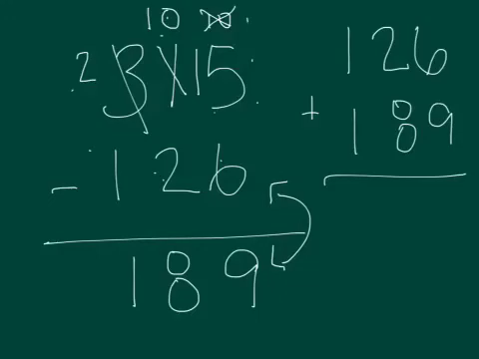So what's 6 plus 9? It's 15, so leave your 5 and carry your 1. 8 plus 2 is 10, plus 1 more is 11. So leave your 1, carry your 10. I have 1 plus 1 plus 1 is 3. It checks out. We have 315.